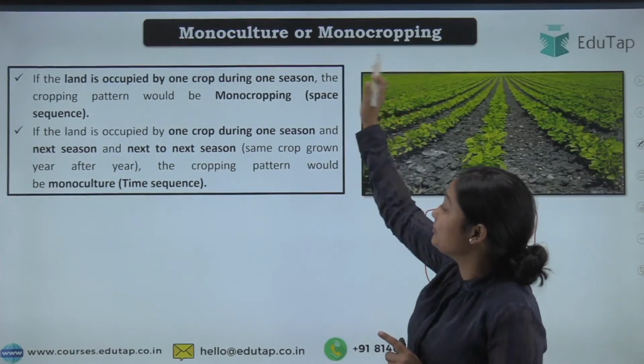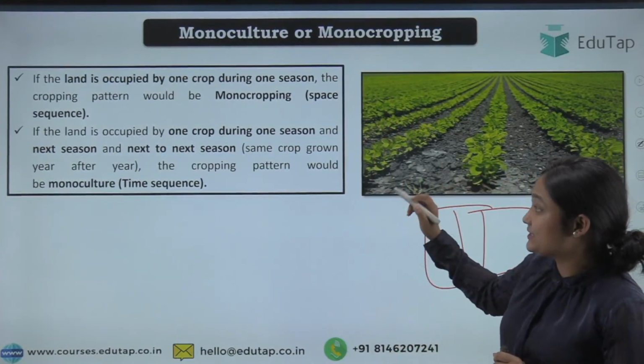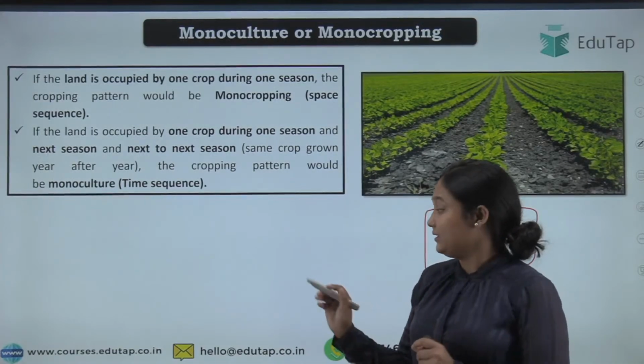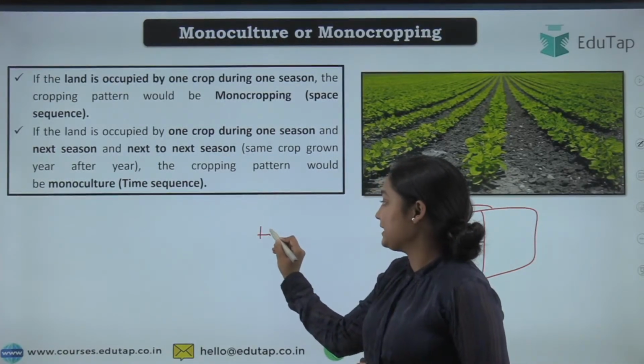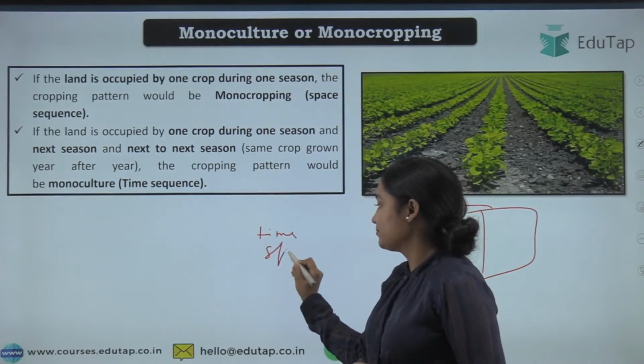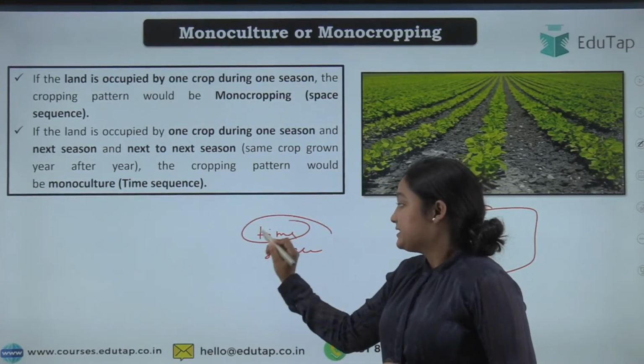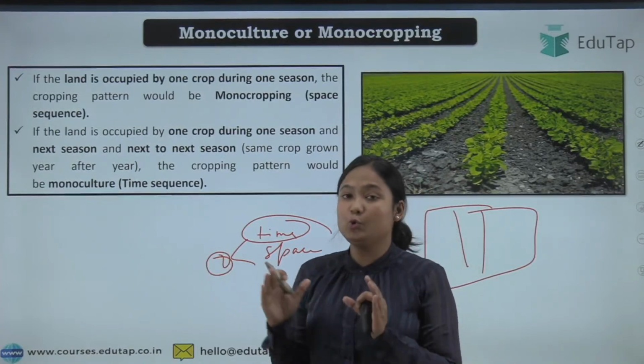So what is the difference between monocropping and monoculture, that we will discuss. You have to see, when we are talking about the cropping pattern, there are two things we need to discuss. First of all, time and space. How time and space? You can grow your crop in two ways.